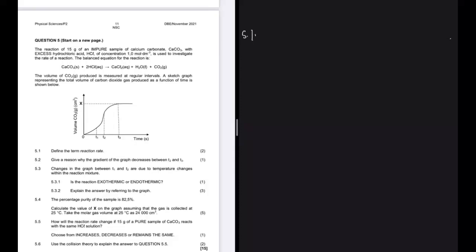We know that the reaction rate is the change in concentration of the products per unit time, or the change in concentration of the reactants per unit time. So that is given by the reaction rate equals the change in the concentration of the products per unit time, or the change in the concentration of the reactants per unit time. I hope you get that.